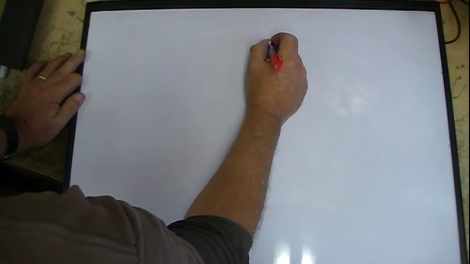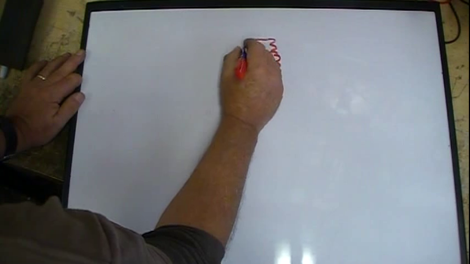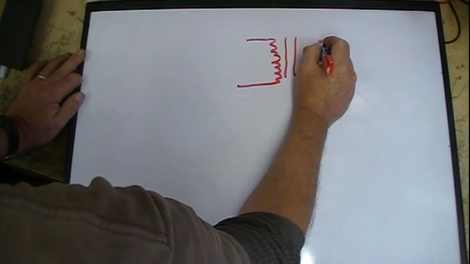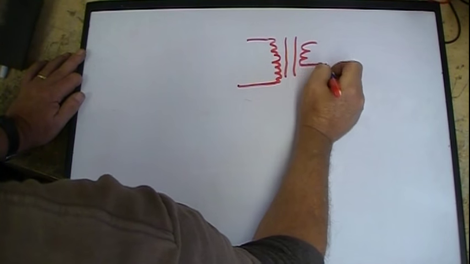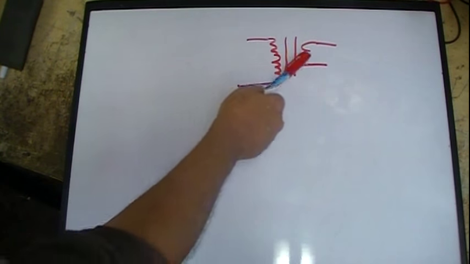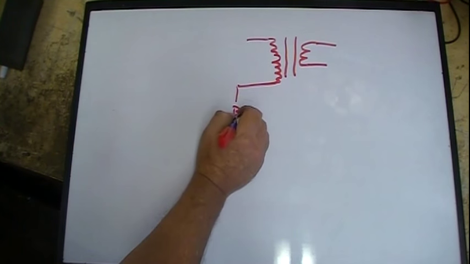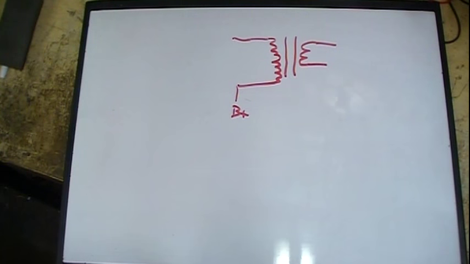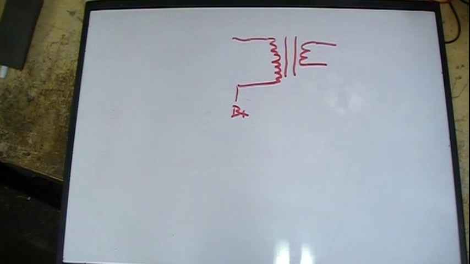You've got a transformer, an audio transformer, but it can be any number of other transformers. But let's just say an audio transformer. You've got the primary here, secondary here. This side goes off to generally B+. This side goes to the plate of the output tube. And of course, the secondary goes right across the voice coil.